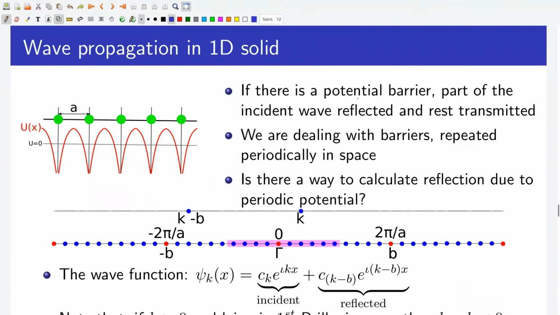Remember what we discussed in the basic quantum mechanics lecture. If there is a potential barrier, part of the incident wave gets reflected and the rest is transmitted. In a lattice, we are dealing with barriers repeated periodically in space as shown in the diagram. Let us try to calculate reflection due to the periodic potential.